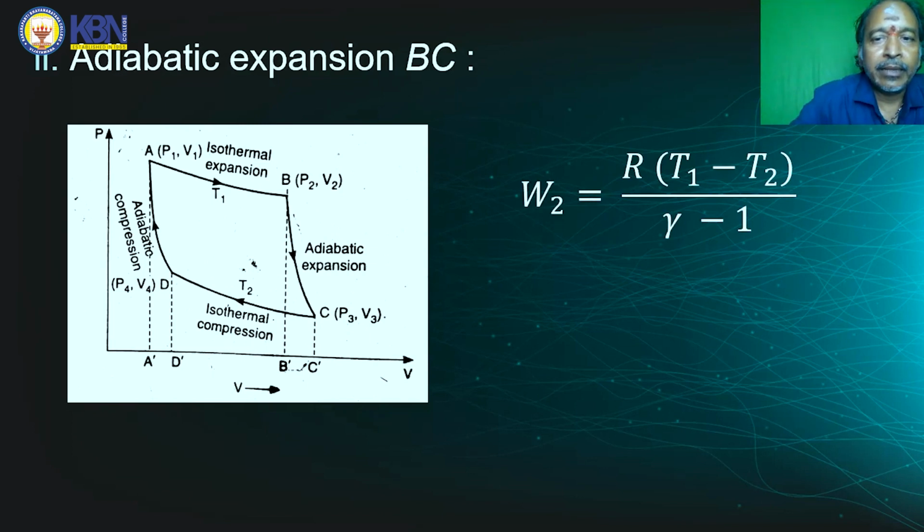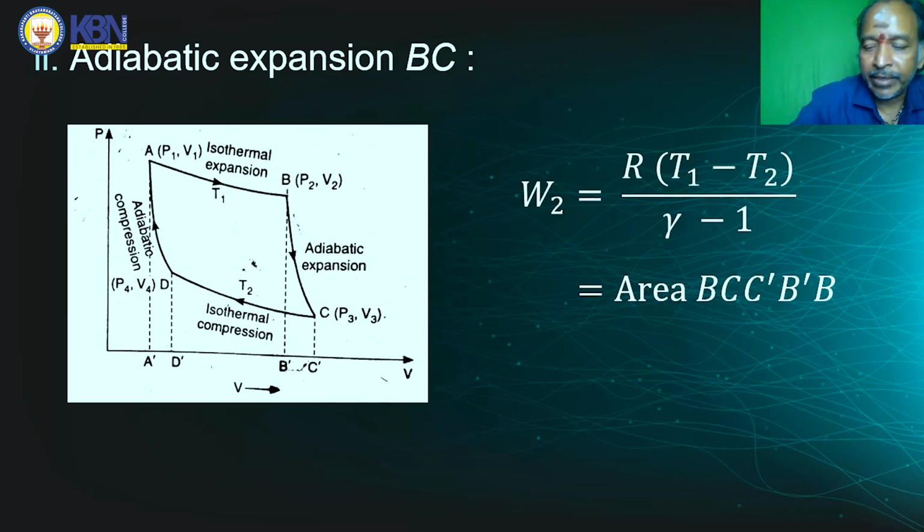Here the work done is equal to R by gamma minus 1 into T1 minus T2, where R is the universal gas constant, and gamma is the ratio between 2 specific heats, and T1 is the initial temperature, that means source temperature, and T2 is the final temperature, that means it is the sink temperature. And here the work done is also in terms of area, it is B, C, C dash, B dash and B.